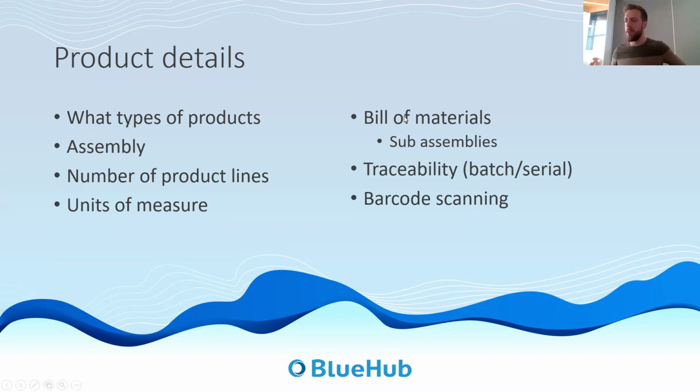Anytime someone is assembling or manufacturing or has a bill of materials, a really key question is, do you have sub-assemblies? So meaning, are any of the components going to include their own bill of materials? That will further limit which systems they have. Traceability, as we've well covered, and barcode scanning.